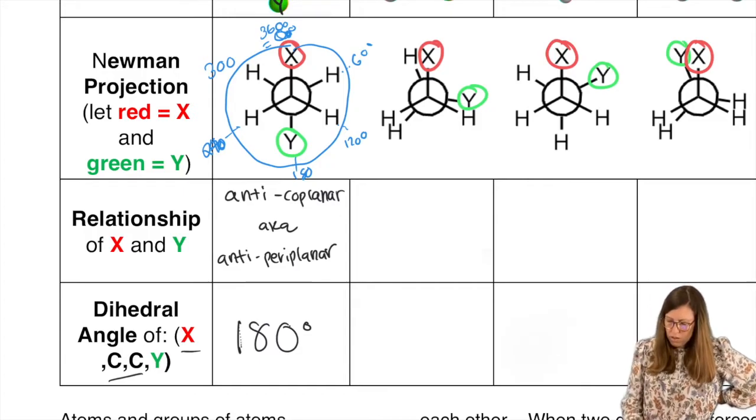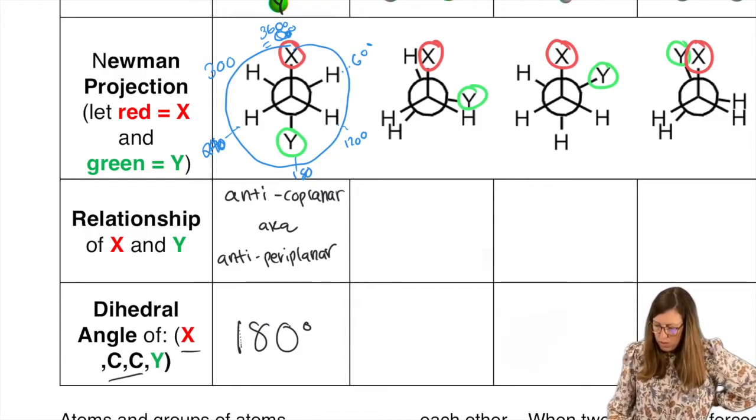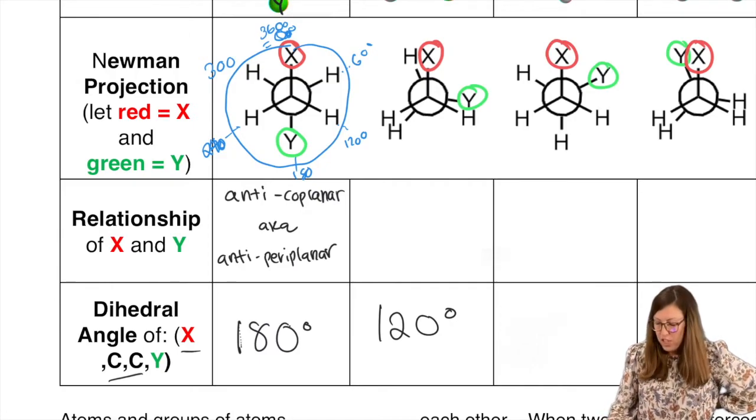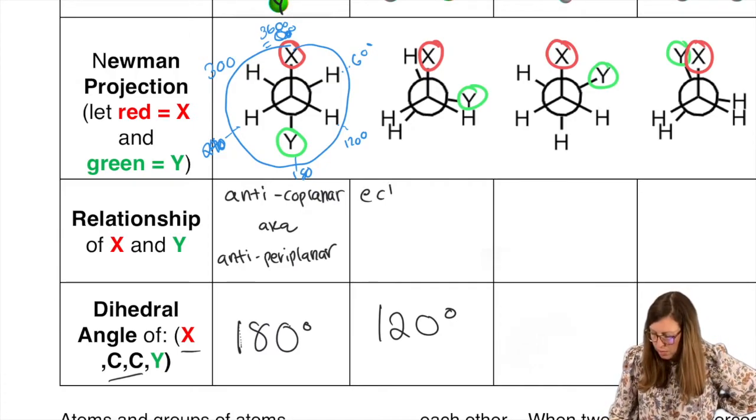Okay, so we work that out as 120 degrees now. So the X and the Y are eclipsed with H's. They are not eclipsed with each other.